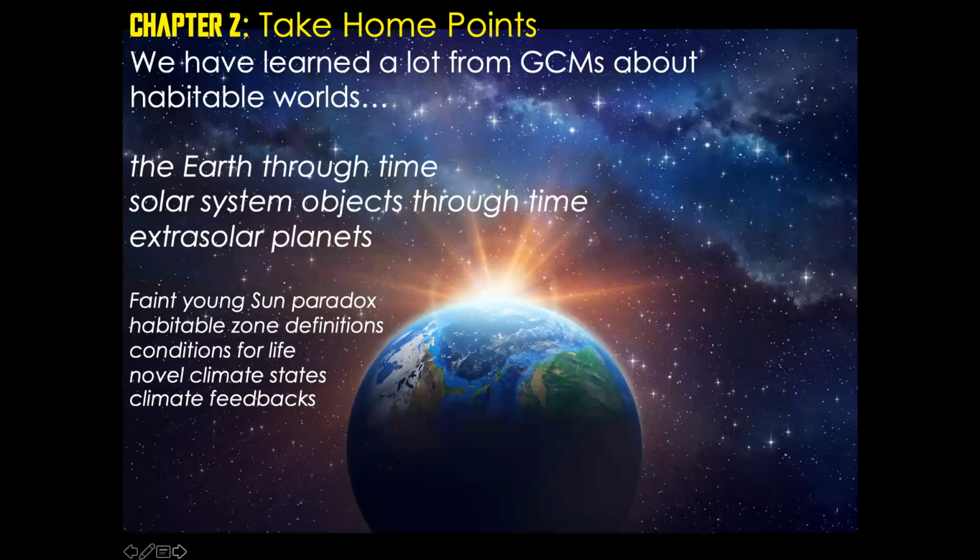So the take-home points here are that we've actually learned a lot about habitability from GCMs for a wide diversity of problems. So the Earth through time, including the faint young sun paradox, snowball episodes, the effects of meteor impacts, solar system objects through time, Venus perhaps being habitable during an earlier period, the icy highlands hypothesis for early Mars.